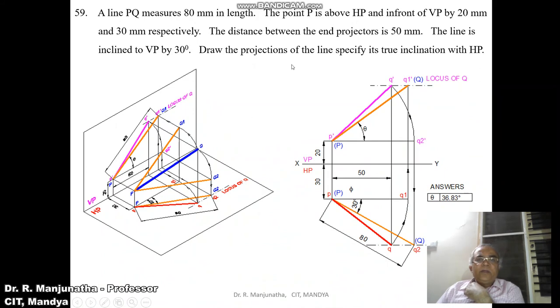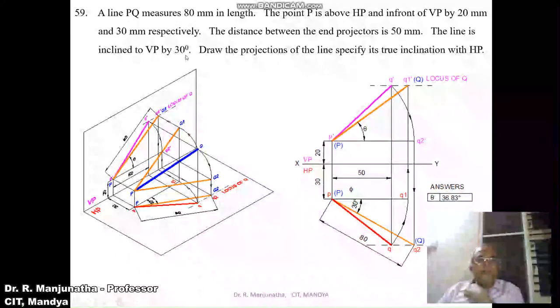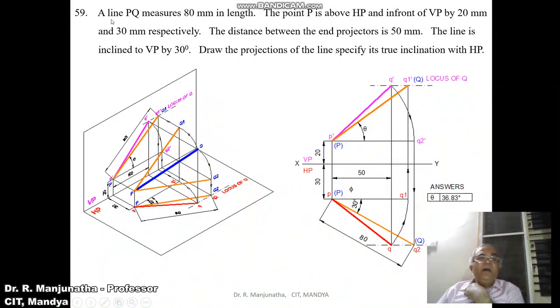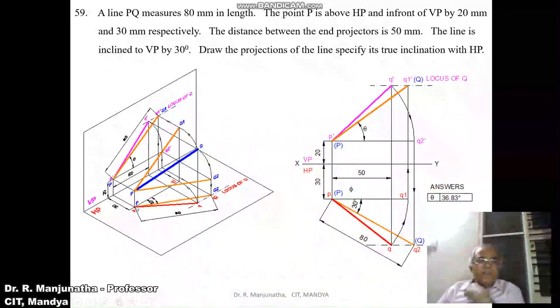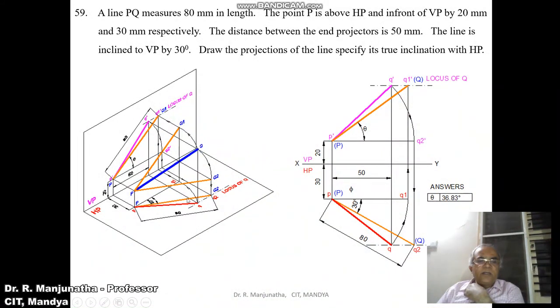Then the distance between the end projectors is given and the line is inclined to VP at 30 degrees. Once the line is inclined to VP at 30 degrees, that is the true inclination with respect to VP, and also the line PQ of 80 mm length is given. So draw a line of 80 mm at 30 degrees in the horizontal plane, because inclination with respect to VP can be seen in the horizontal plane.